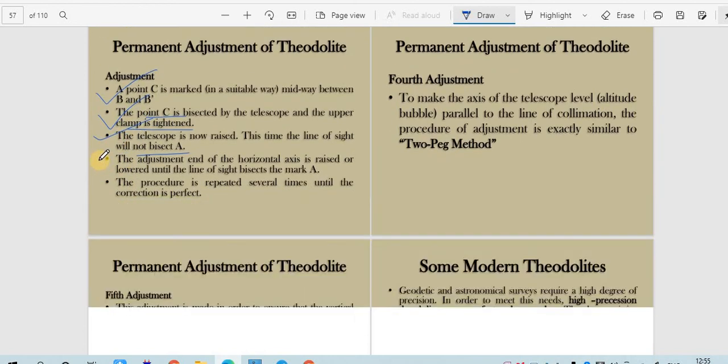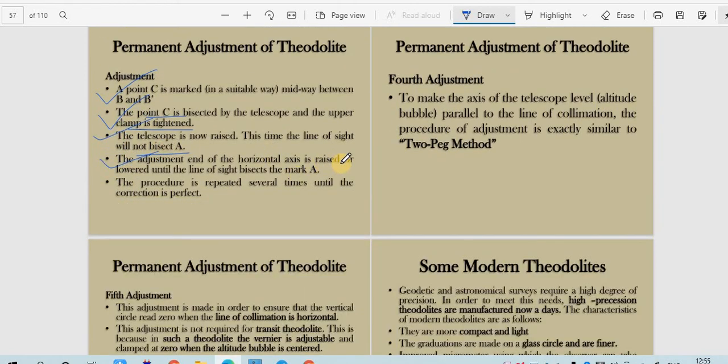So the adjustment end of the horizontal axis is raised or lowered until the line of sight bisects the marking. So you will have to adjust the horizontal axis until your A has been bisected. Once A has been bisected, that means your permanent adjustment has been completed. This procedure is performed several times until you get the perfect conditions.